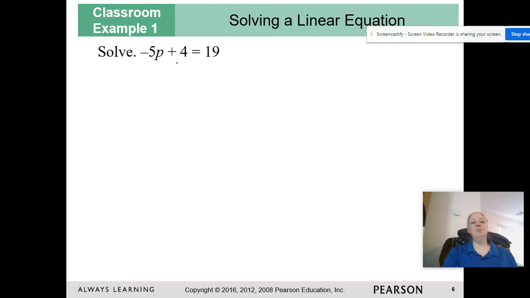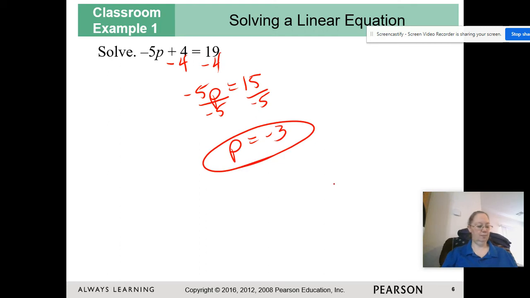Let's suppose I have negative 5p plus 4 equals 19. So we don't have to simplify the left side. There's nothing we can do to combine these, no parentheses, no fractions, nothing we can do to simplify over here. So we're going to deal with the constant first. So we're going to subtract 4. We get negative 5p is equal to 15. Negative 5, this is negative 5 times p, opposite of multiply is divide. And you get negative 3.